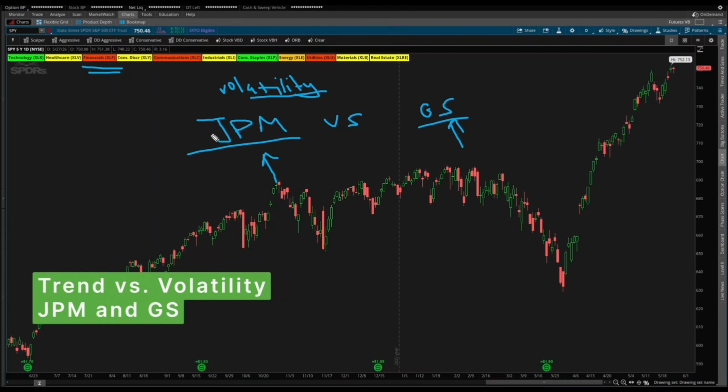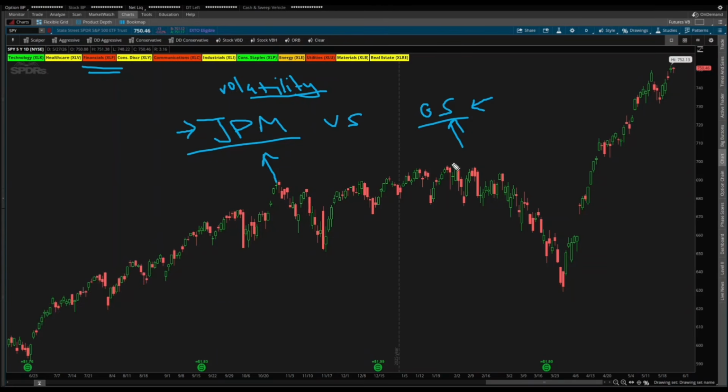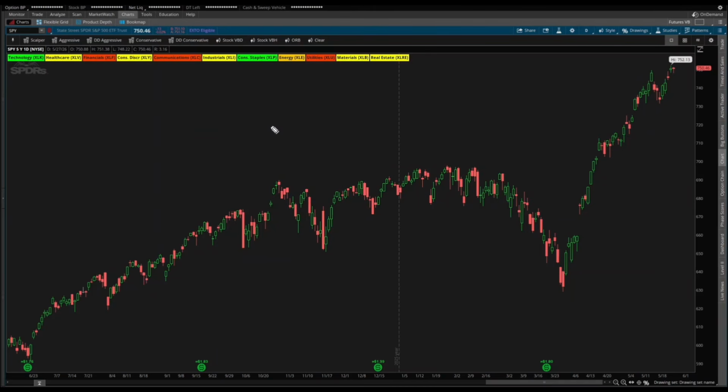You'll see how JP Morgan's volatility differs compared to Goldman Sachs volatility, and some clues that can help you predict the volatility behavior of each of these markets or any other two markets you want to compare, as long as they're in a similar sector.